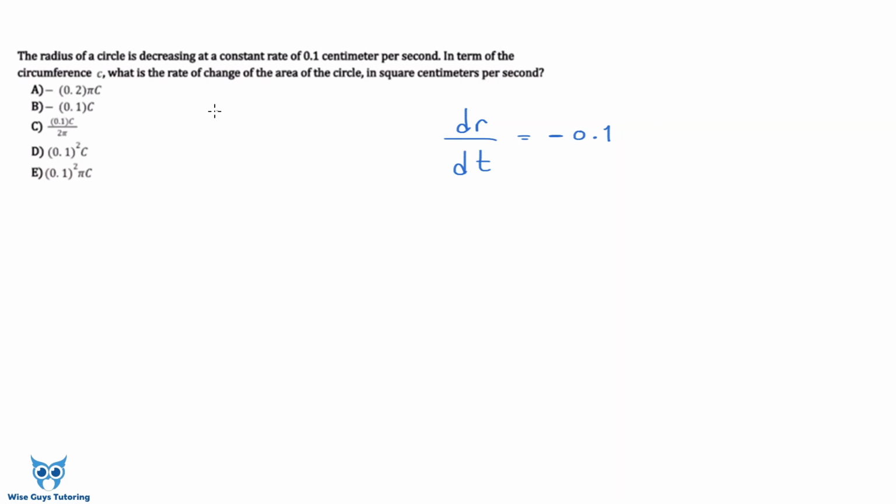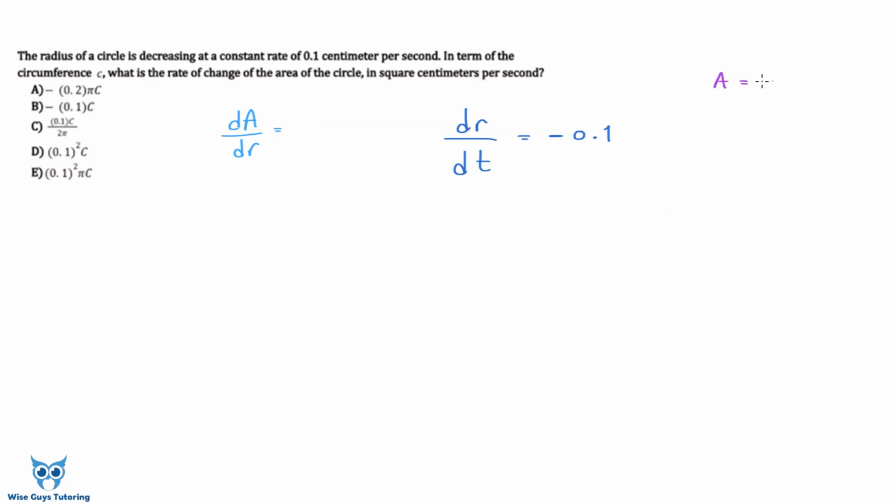All right. So in terms of the circumference, what is the rate of change of the area of the circle in square centimeters per second? Let's forget about the circumference part for a second. Let's talk about the change of the area of this circle. As we saw earlier, it's the same thing. Let me use a light blue for the area. We can say that the change in the area with respect to the radius, we've seen that before, is basically the derivative of the area with respect to radius.